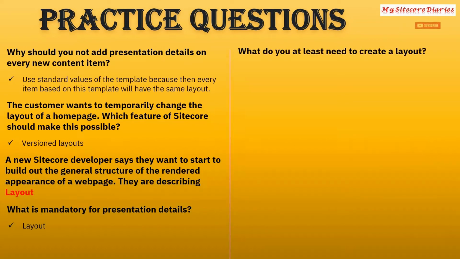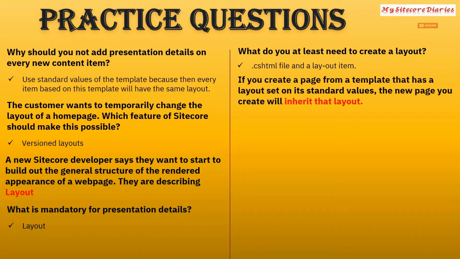What do you at least need to create a layout? If you want to create a layout, what are the minimum things required? First is a .cshtml file, and second is a layout item. The layout item is basically the site layout definition item in Sitecore. If you create a page from a template that has a layout set on the standard values, the new page you create will inherit that layout. This is the same as the first question we discussed.